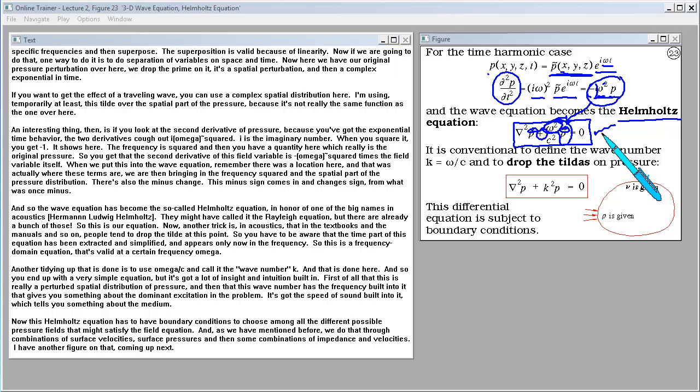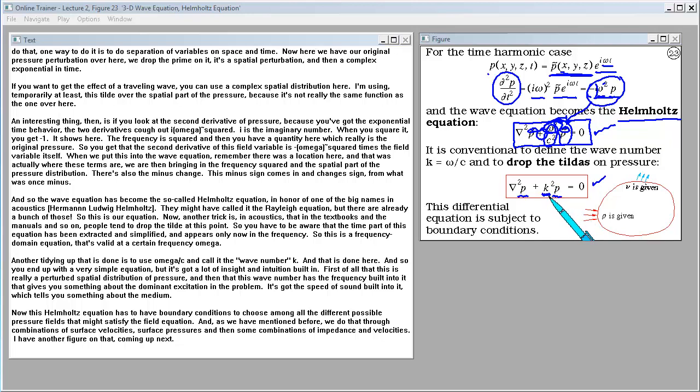Another tidying up that's done is to use omega over c and call it the wave number, k. And that is done here. And so you end up with a very simple equation, but it's got a lot of insight and intuition built in. First of all, that this is really a perturbed spatial distribution of pressure, and then that this wave number has the frequency built into it that gives you something about the dominant excitation in the problem. It's got the speed of sound built into it, which tells you something about the medium.